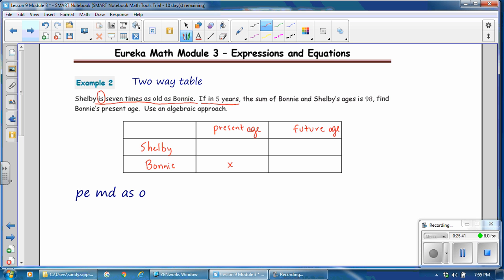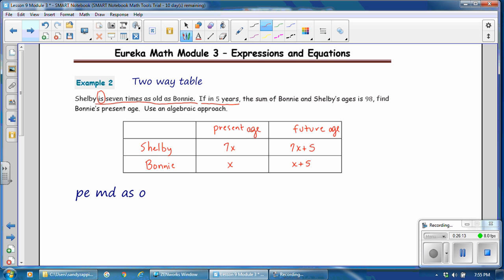Well, if Bonnie is x years old and Shelby is 7 times that old, then we would write that as 7x, which means 7 times x. And it says if in 5 years, well, how old will Bonnie be in 5 years? She'll be her age plus 5 more years. So she'll be x plus 5. How old will Shelby be in 5 years? Well, she'll be her present age plus 5 more years. So 7x plus 5.